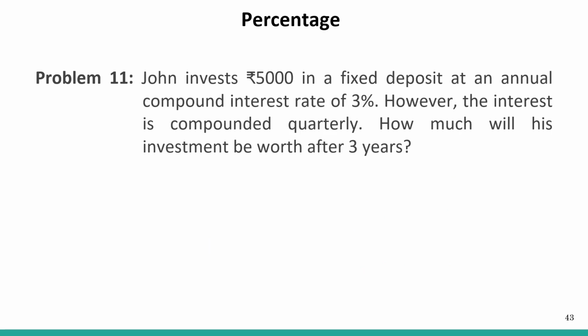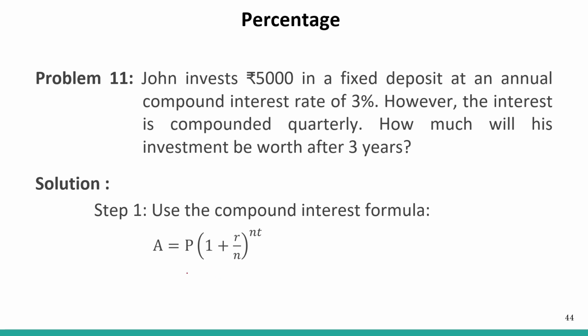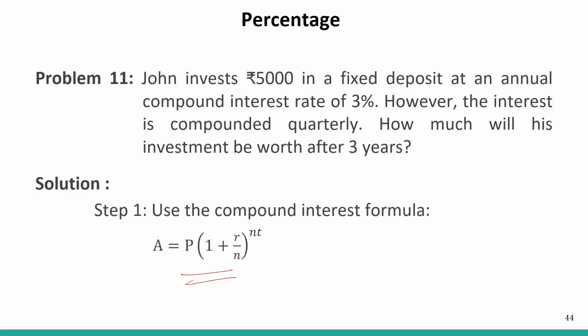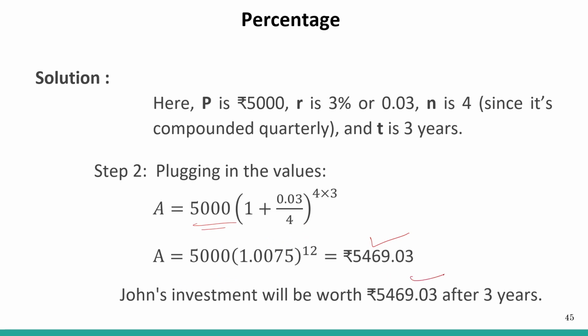John invests 5,000 in a fixed deposit at an annual compound rate of 3%. However, the interest is compounded quarterly. So how much will his investment be worth after 3 years? Let's see the solution using the same formula. So what we do is plug in those values. This is the amount: 1 plus 0.03 by 4, to the power 4 into 3, which is 12. So this will be equal to 5469.03. What you need to learn here is only this formula and you are good to go. So this will be the investment worth after 3 years.